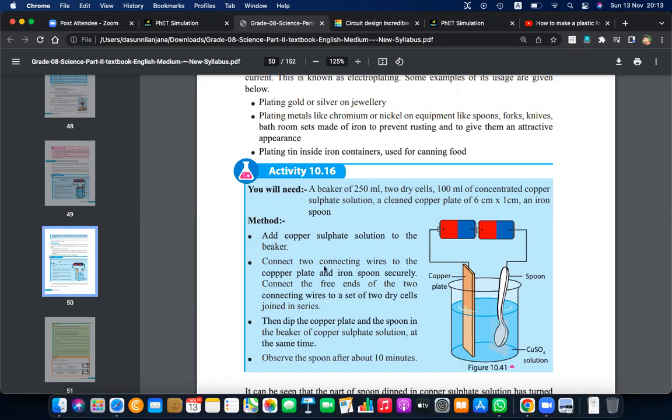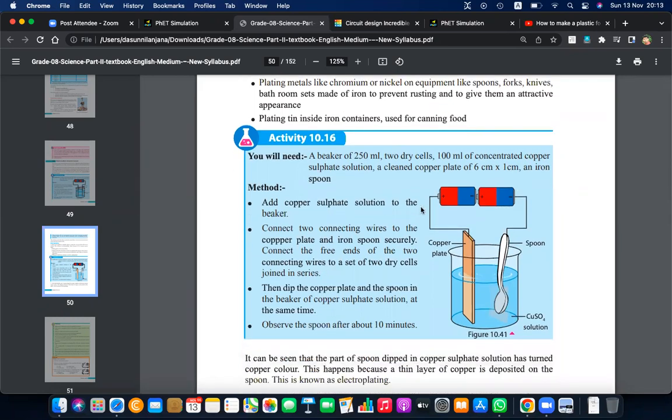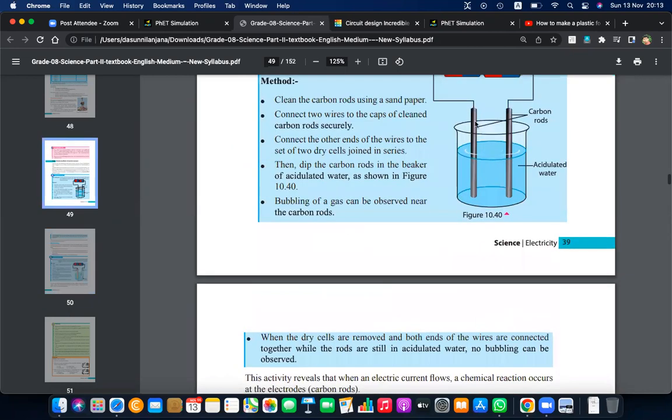Then add the copper sulfate solution to the beaker, then connect the wires, and you have to keep this setup for a few minutes, right? Then you can observe the spoon is basically no longer a copper color one. You can observe, even you can use the carbon rods, right? Carbon rods can also be used.